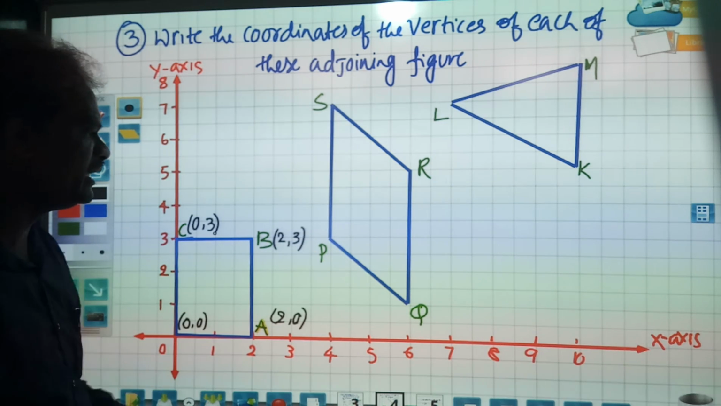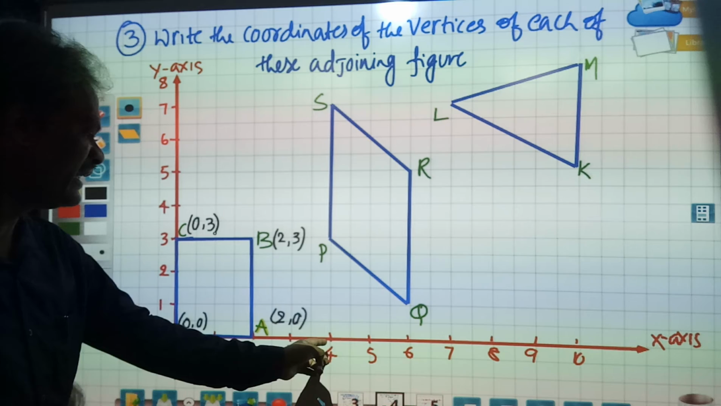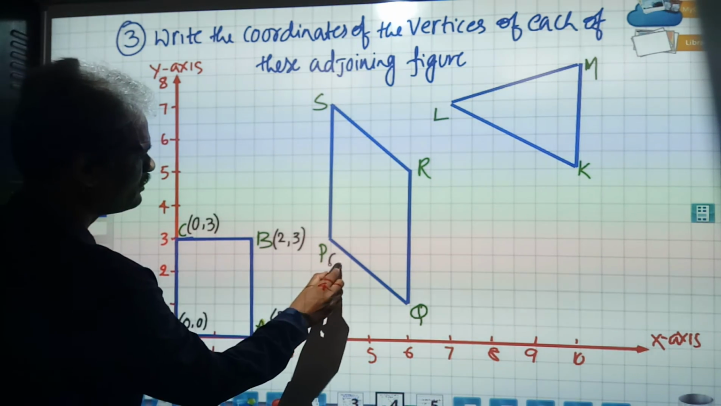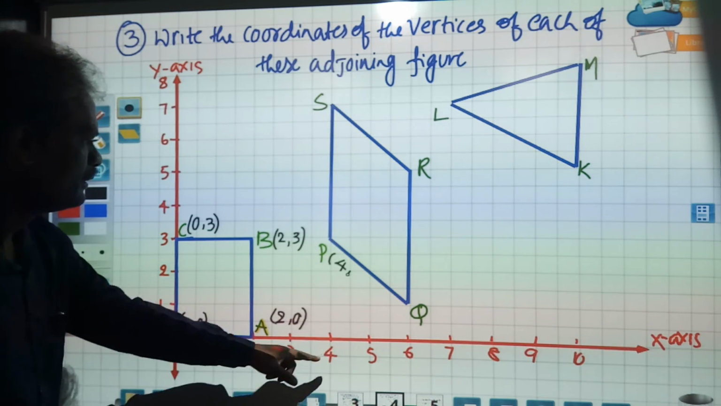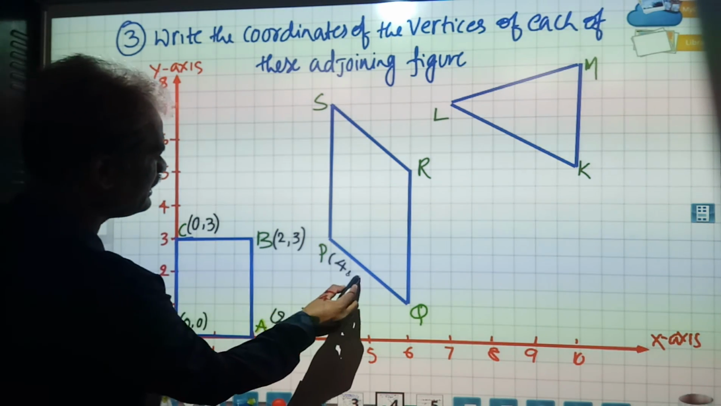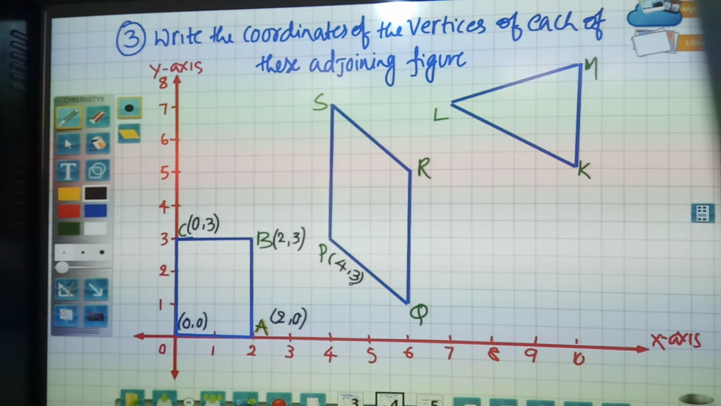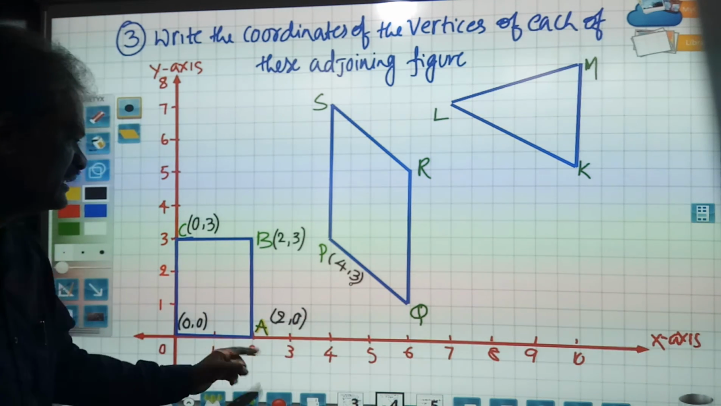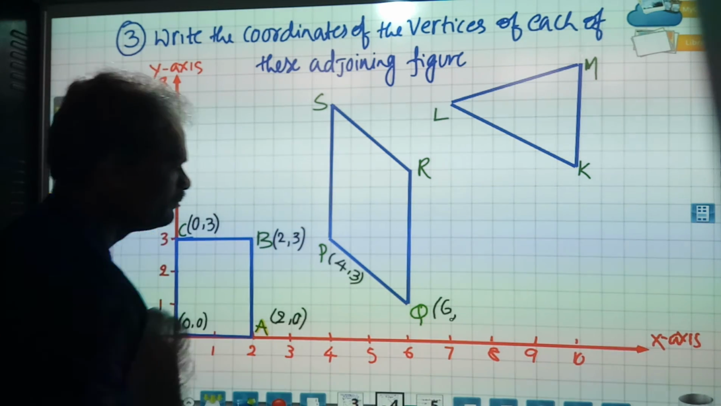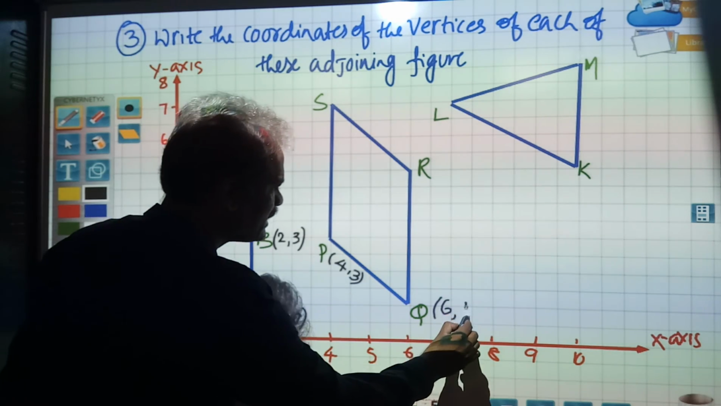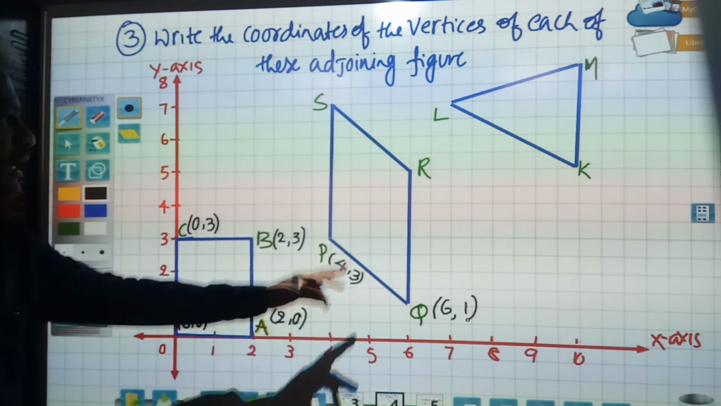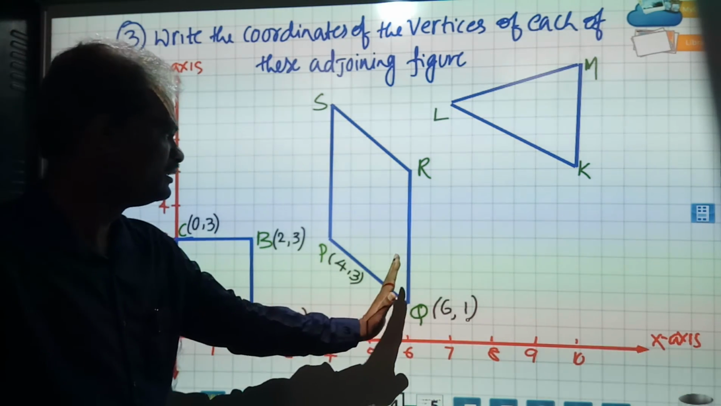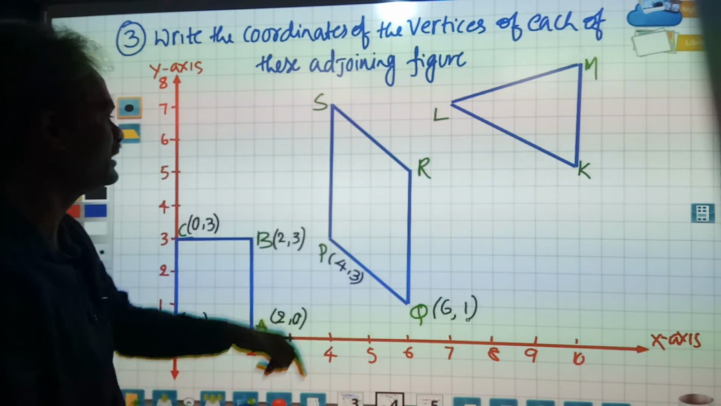Now let us come to this point P here. Distance along x-axis it is 4 units. You can see along x-axis it is 4 units. This is 4, and along y-axis it is 3. So 4, 3. And point Q, the distance of point Q along x-axis you can see is 6, and along y-axis 1. So 6, 1. Point R, x-axis distance is 6 only. From here on the vertical line you can see 5. So 6, 5.